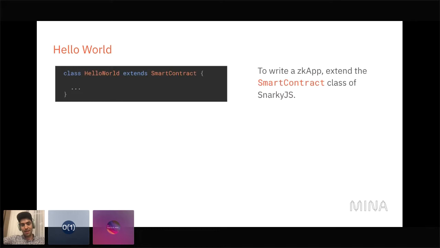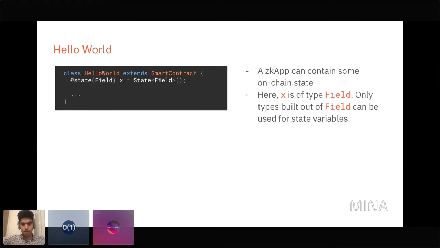So let's see. To make a smart contract, you extend the SmartContract class. We're going to call this HelloWorld. And the first thing we're going to do is declare our state. So here we're saying that x is a field element, and this @state decorator tells the SnarkyJS runtime that we want this to be stored in the ZkApp's account state.